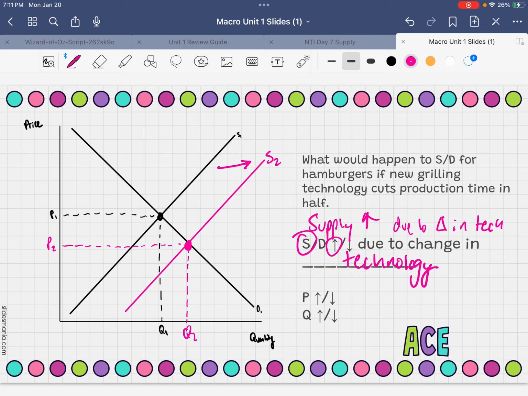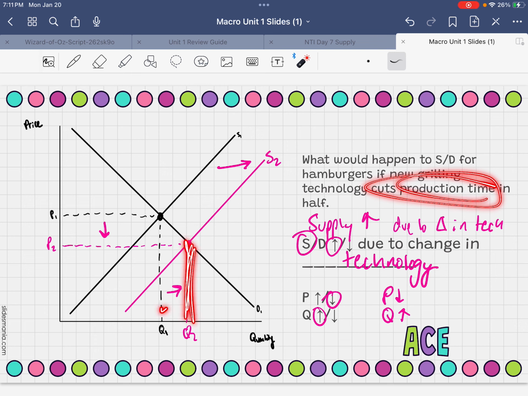So from old price to new price, it looks like a shift down. I'm going to say P went down. And from old quantity to new quantity, it looks like a shift to the right, which means Q is going up. And that makes sense, right? If they cut their production time, then they're going to supply more. Their quantity is going to go up.